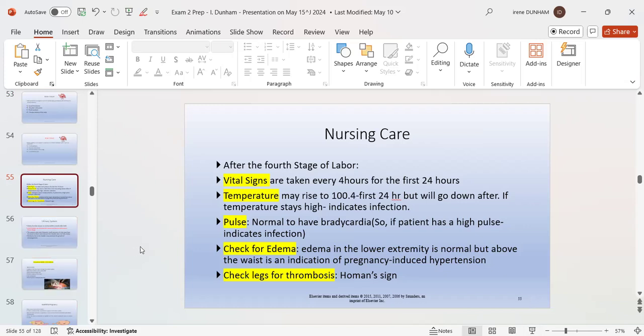Remember, in your book, in the chapter that you just read, it had the mnemonic BUBBLE-HE. It goes over everything that you're going to assess during the recovery time of the postpartum, and the Homan sign is one of them. Okay, let's move on real quick here.